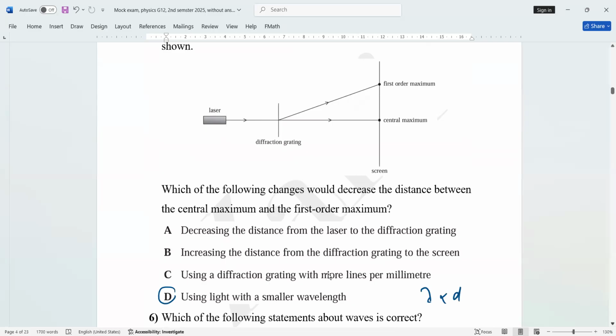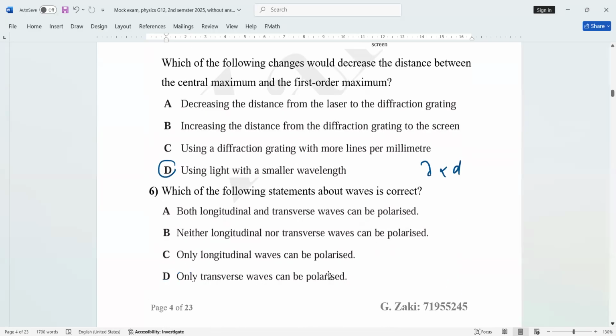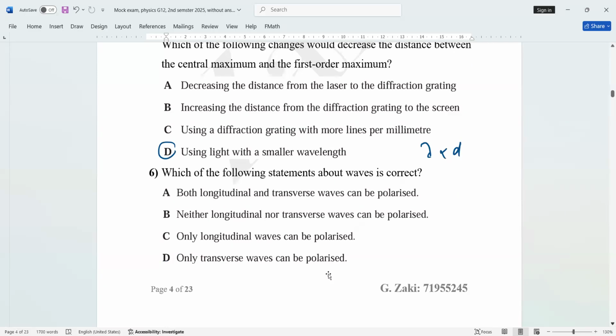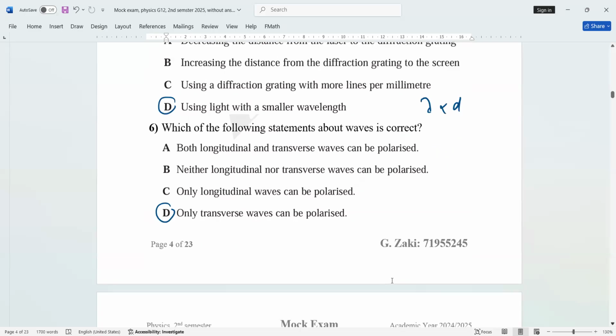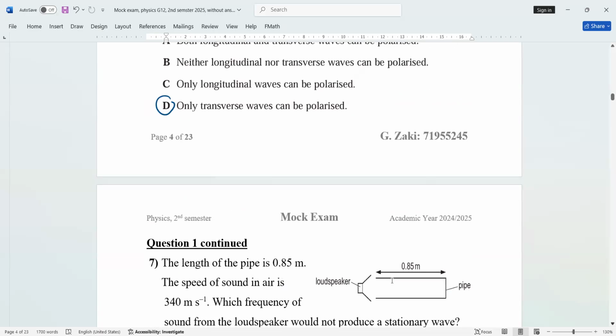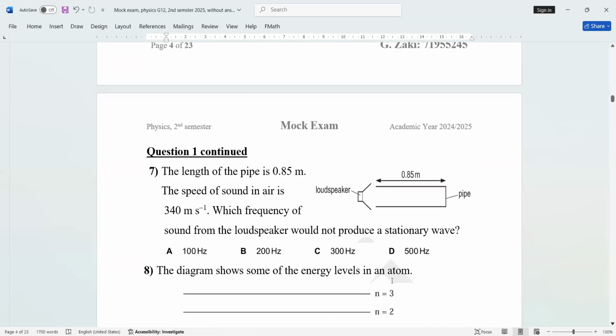Now, next question. Which of the following statements about waves is correct? Of course, polarization is only for transverse waves. Longitudinal waves cannot be polarized. Next. This question is important.